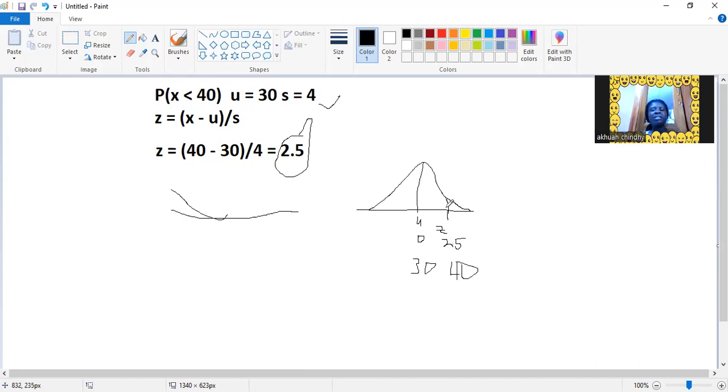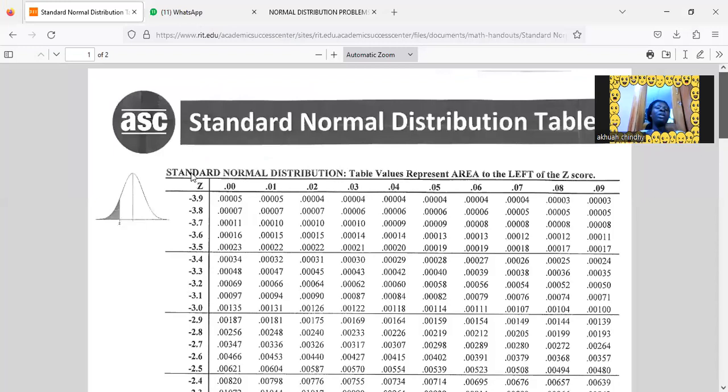So less than means anything below this side, right? So the probability that x is less than 40 is anything within this range. When you look at our distribution table, realize that this one is shading this space, meaning that it's the negative table, right? So this table is for the negatives.